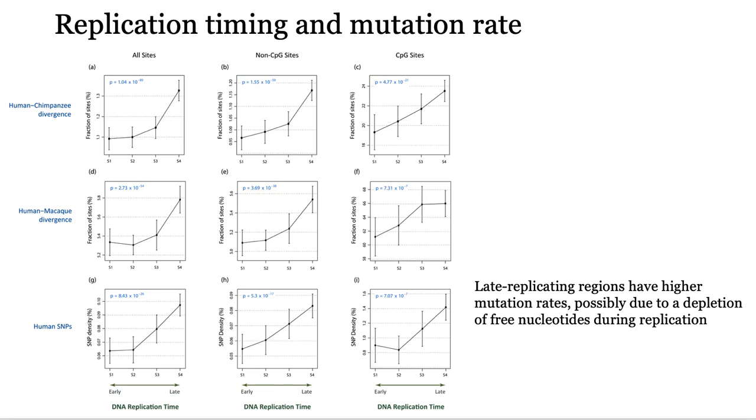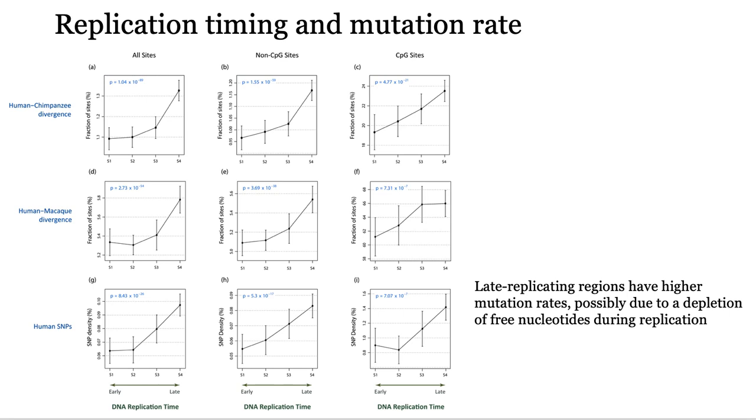Question: is the depletion of nucleotides associated with a certain disease, or is that just common in everyone? It's common. Okay. So this kind of feature, more mutation in late-replicating regions, is a common feature across everyone.